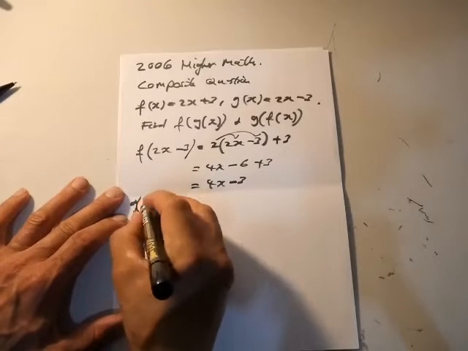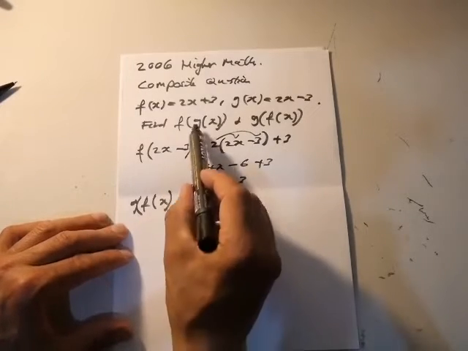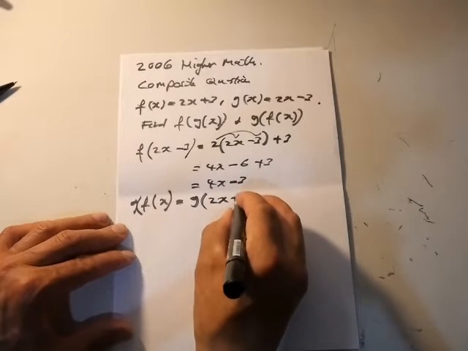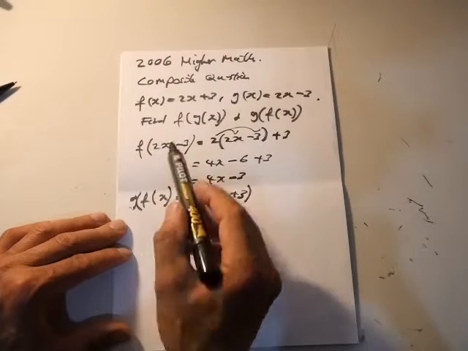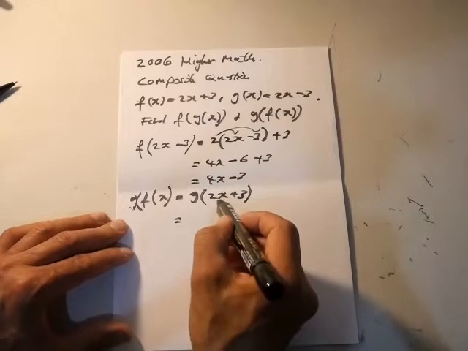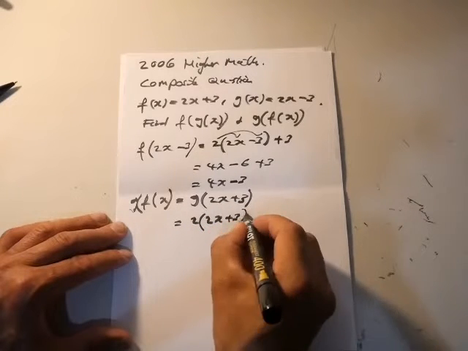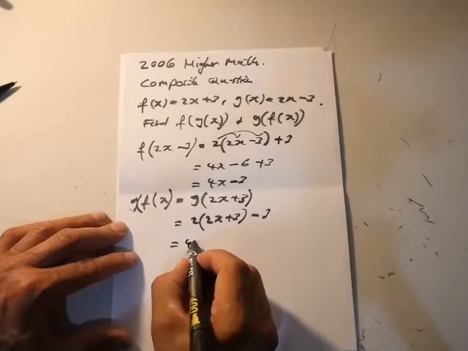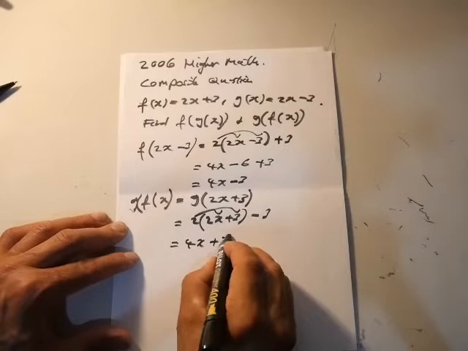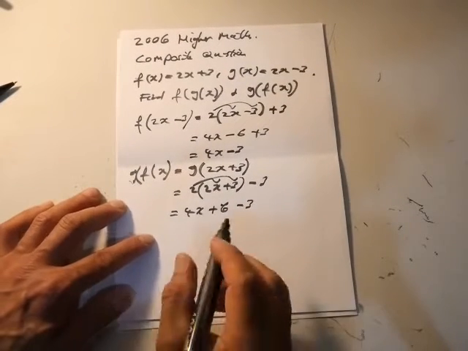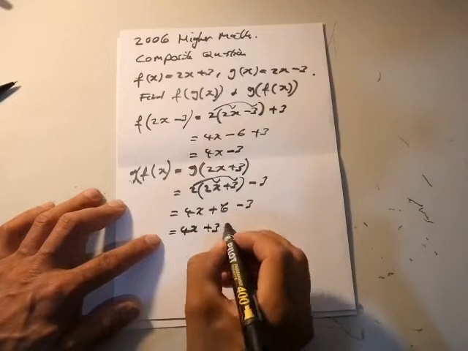And then g of f of x is a similar process. So f of x is 2x plus 3. Substitute this into g of x, so you get 2 times 2x plus 3, minus 3. Expand that out, you get 4x, 2 times 3 is 6, plus 6 minus 3, which equals 4x plus 3.